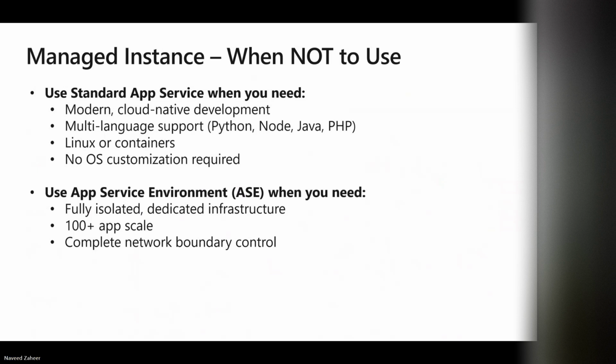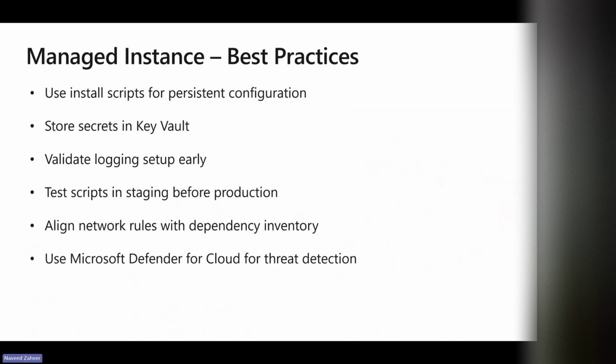Here's a few things. I would say start with standard app service. Then, if that doesn't meet your demand of scale and isolation, go with app service environment or look at hosting containers in app service. If you come out like, this customization is a must have, and there's no way around it, it's either too much time or too much money, then look at a managed instance for app service. There are some best practices: store secrets in key vault, logging.